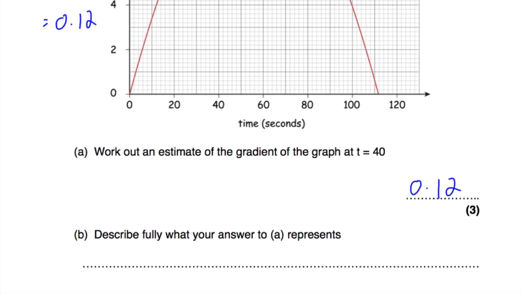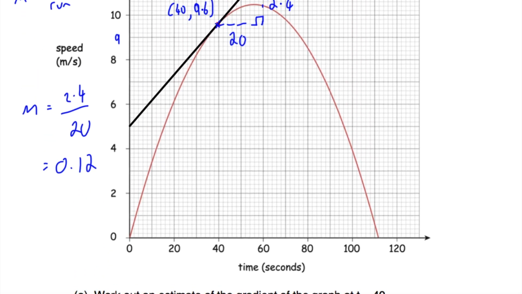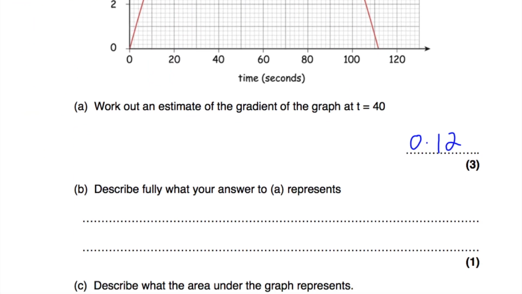So that means the gradient of the tangent to that curve whenever time is equal to 40 is equal to 0.12. And then part B says describe fully what the answer to A represents. Well, it's a speed time graph, and we've found the rate of change whenever time is equal to 40, that instantaneous rate of change. So the rate of change of speed is acceleration. And if you also think of the units, it's meters per second divided by seconds, so it's meters per second per second. So that's going to be meters per second squared, which is the units for acceleration. So it represents acceleration whenever time is equal to 40.